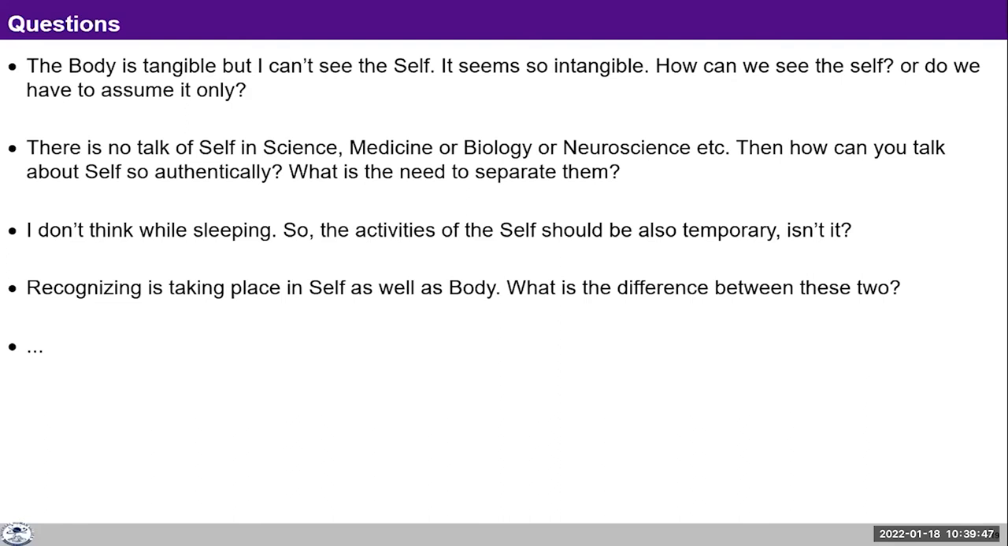Very right, ma'am. Great exploration. In fact, the dreams are seen by the self, not by the body. So even during sleep, the activities of self are going on all the time. So recognizing is taking place in self as well as body. So what is the difference between the two?